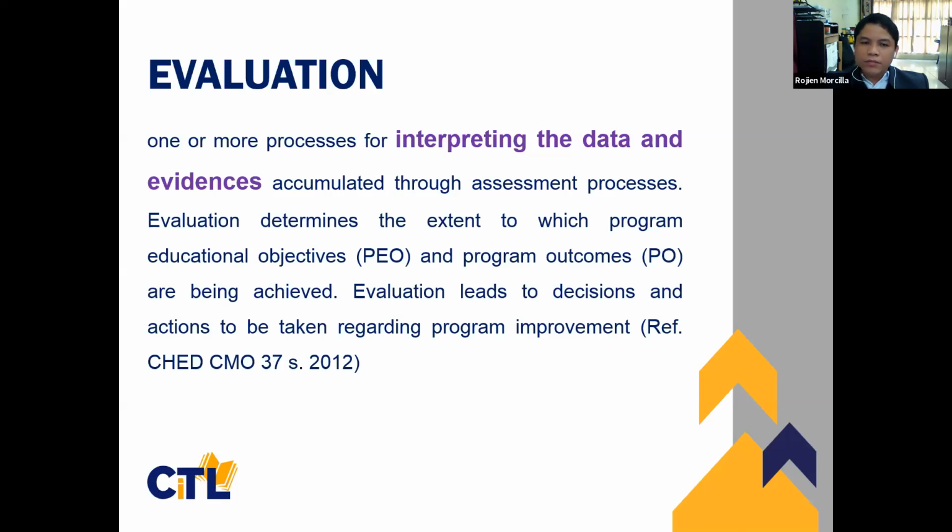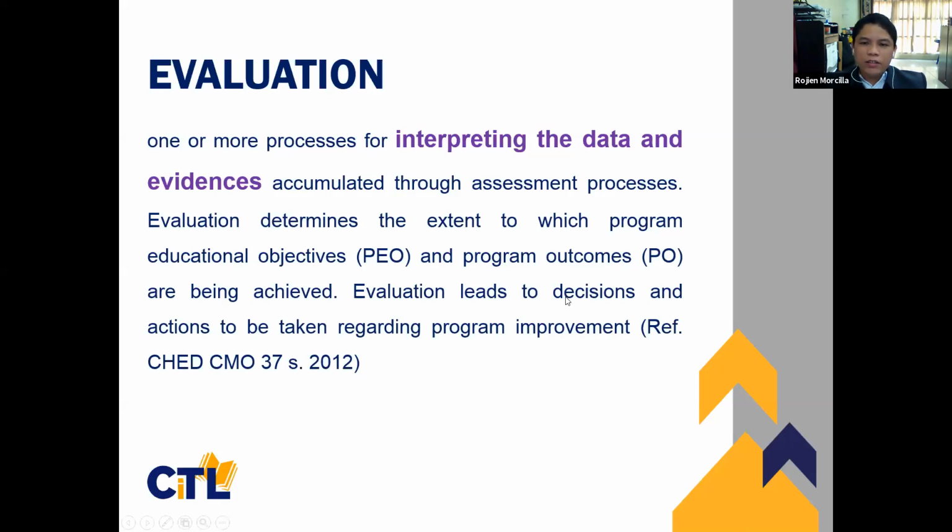So after you have the assessment data, you evaluate and look at whether it hit the target. There is a target set for each program, like in the earlier example. So there is a target, and you check whether it was hit based on your evaluation.